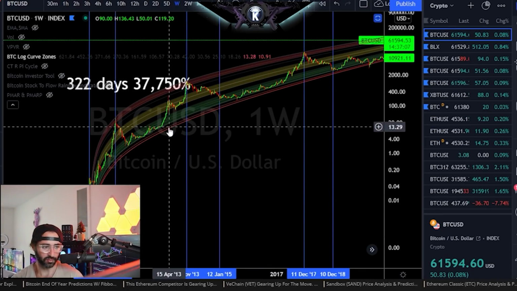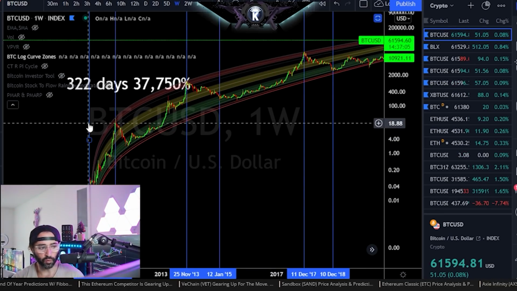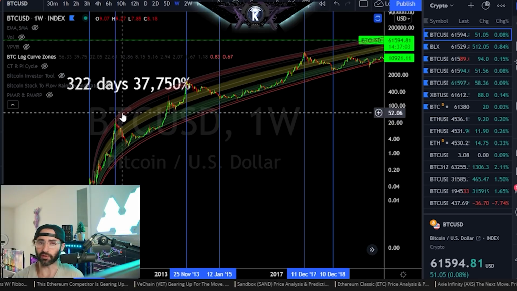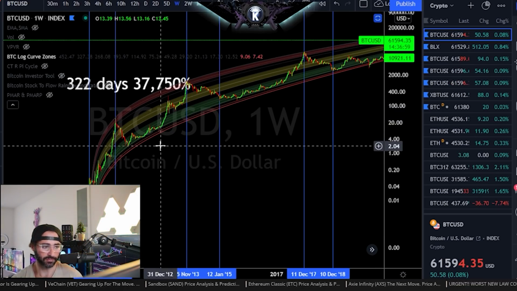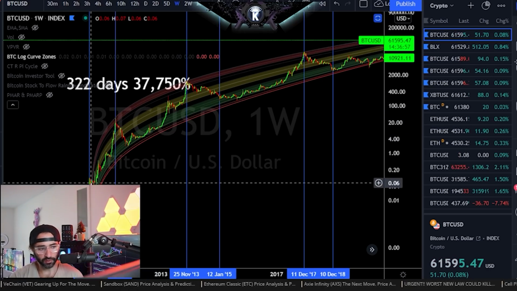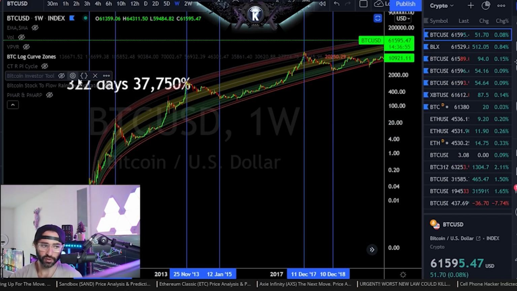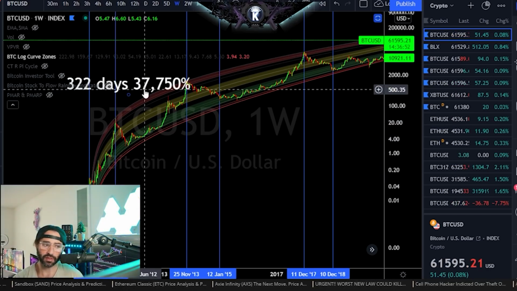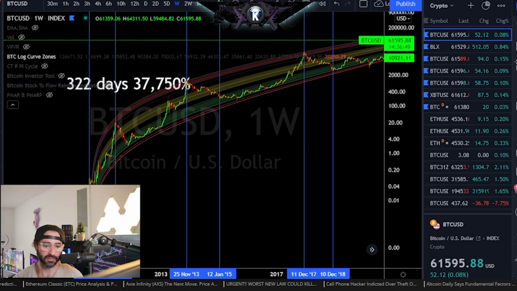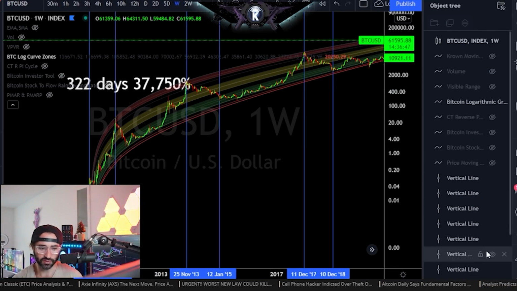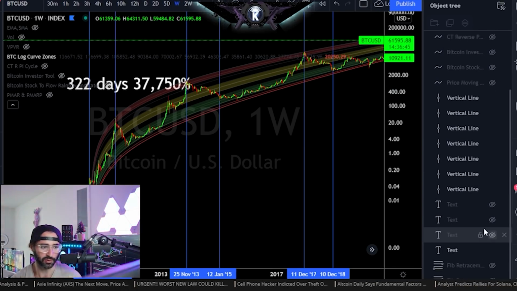Let me also explain. I have put these vertical lines to represent those pivots on price action. Anyways, this first cycle from beginning to top is 322 days and about 37,750% gained. Okay, interesting, right? But that's not interesting without understanding the next one, which we will do right here.